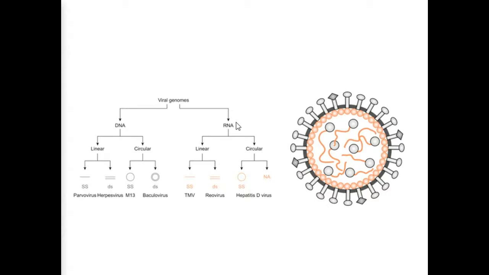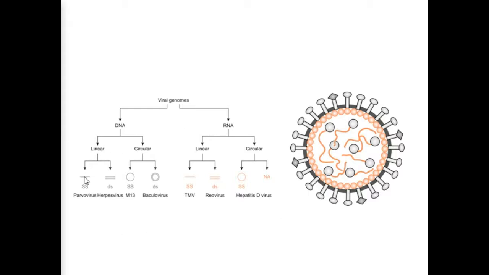And also the viral particle is decidedly simple in superficial appearance. The nucleic acid genome is contained within the capsid, which is a symmetrical or quasi-symmetrical structure assembled from one or only a few proteins. So that's the genome. And then the viral genome can be DNA or RNA, and the DNA can be linear or circular.